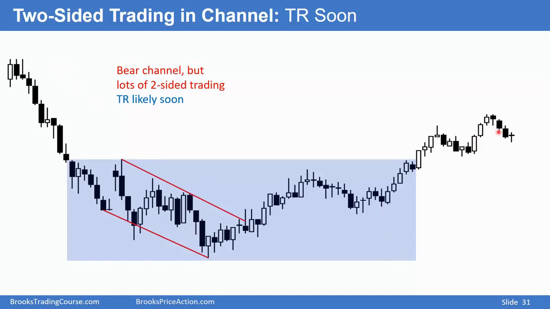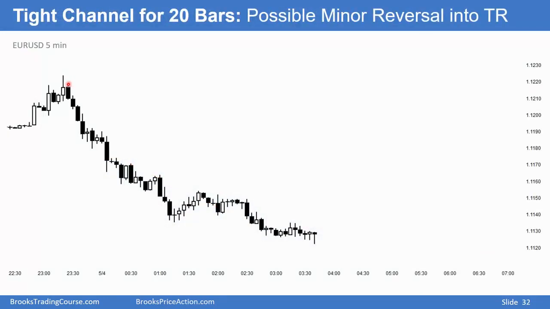This entire rally, as strong as it is, is still below that high, and it probably will end up being a large bull leg in a big trading range. Too early to tell. Strong bear breakout, 4 consecutive bear bars closing on their lows. But then look what happens here. We're starting to get dojis, and we're starting to get bull bars after the bear bars.